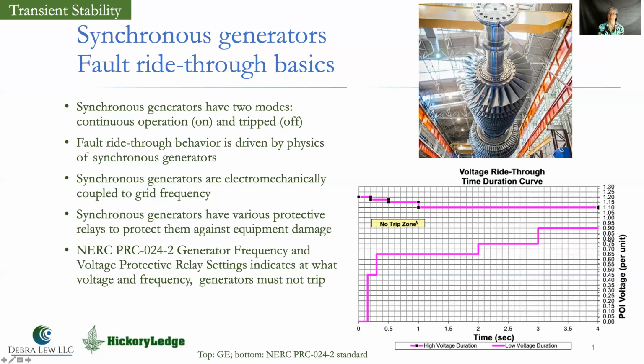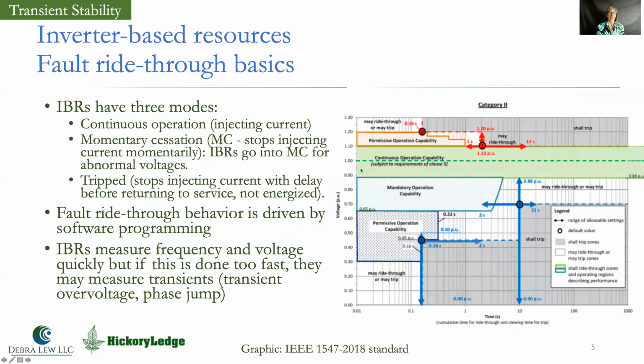And there's a similar envelope of operation for frequency. And within a certain frequency excursion band, we don't want generators to trip offline. We want them to stay on, continue operating, continue supporting the grid. Okay, so inverter-based resources are different.